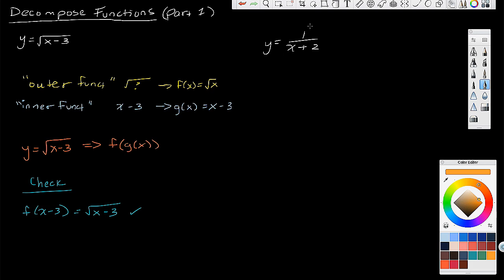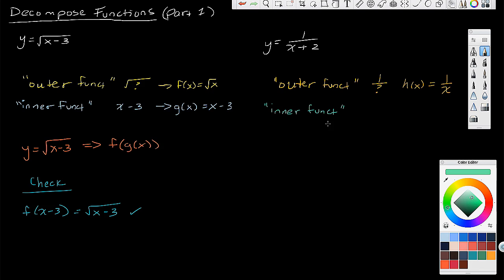So here we have y equals 1 over x plus 2. I want you to think for a moment here. What do you think the outermost function, or the overall structure of this function, is? And what do you think the inner or the inside function would be? So the outermost function I could see is a fraction. It's 1 over something. Again, you can name your functions however you want. So I'm going to say h of x is my outermost function. It's 1 over something. What is the innermost function?